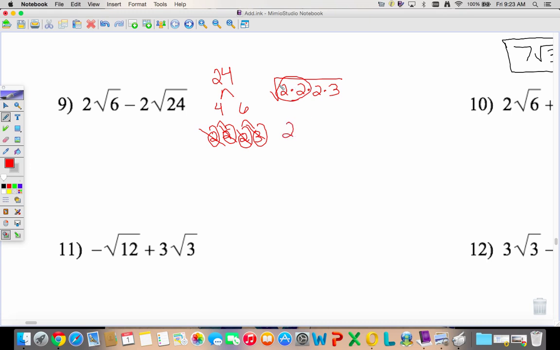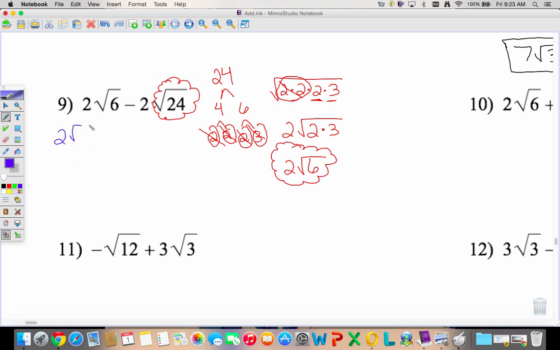Go ahead and pull out whatever you have, your doubles. So there's a 2, write it down, cross it off. And all I have left is 2 times 3. Okay, so if I simplify this, I get 2 square roots of 2 times 3 is 6. Okay, and again, this answer right here, that's not your final answer, that's just a part of it. That's only reducing the square root of 24. So I'm going to rewrite this. I have 2 square roots of 6 minus 2 times, okay, well we just reduced the square root of 24 to be 2 square roots of 6.